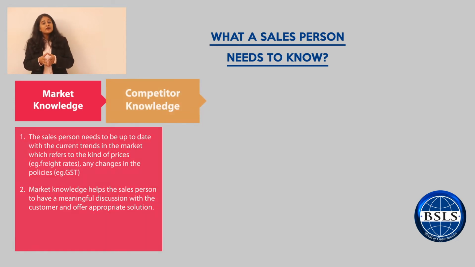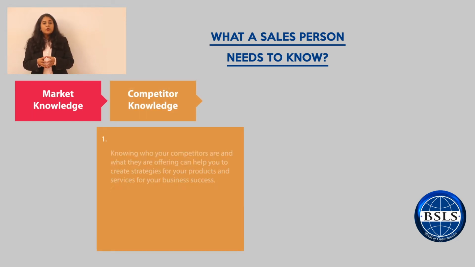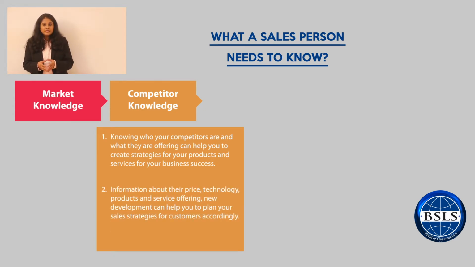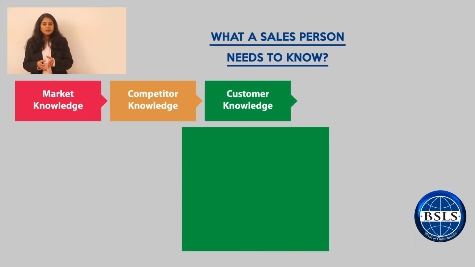The next is competitor knowledge. Knowing who your competitors are and what they are doing can help a salesperson to formulate the strategies accordingly. Information about their price, products, technology or new service offerings can help you to plan your strategies for the customers accordingly. Next, important knowledge that the salesperson must possess is customer knowledge.